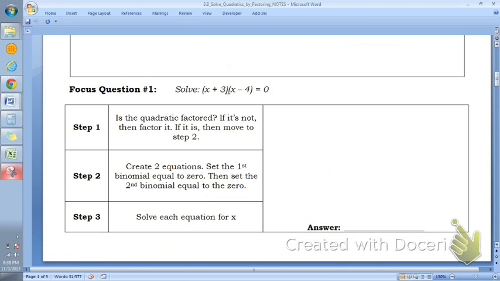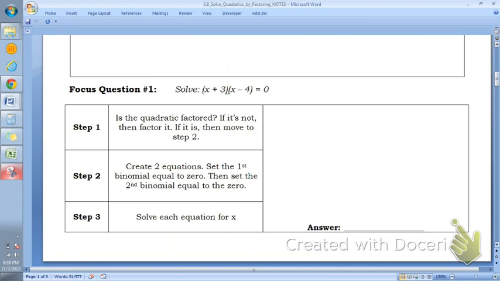If it's not in a factored form, then you will have to use one of the 5 methods of factoring that we've learned already. In this case, we are factored. When it is in its factored form, then the next step is that you need to create 2 equations. 2 linear equations, actually. You split it up.